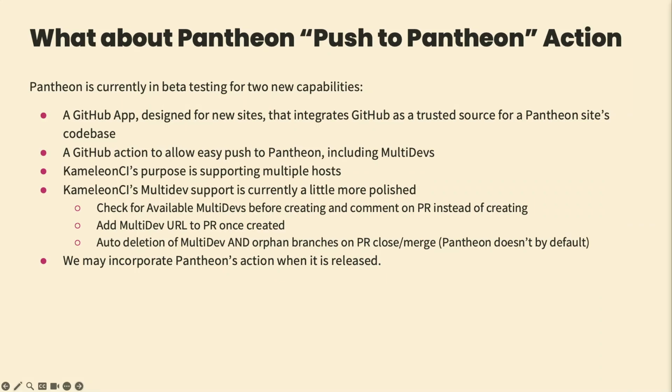We want our multi-devs named after our branches because they're named after our ticket numbers at Kalamuna anyway. And the Pantheon action appears to name them after the pull request number, which is generated by GitHub, and that's not something we control. Our setup checks to make sure there's room for a new multi-dev before it tries to create one, and notifies you in a comment on the PR if there's no space.